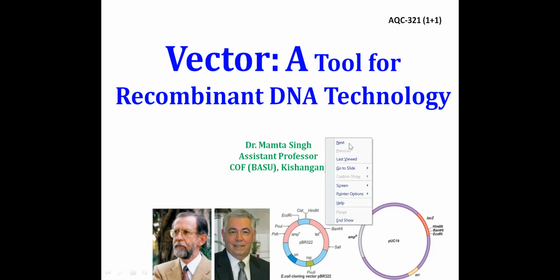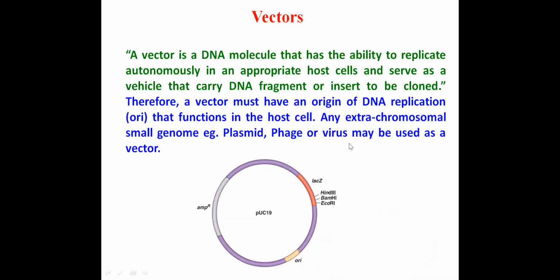Okay, so let's start. What is a vector? It is basically a molecule, or a vehicle, that carries your gene of interest into the suitable host, or carries the DNA fragment that you want to be cloned, or that you want in multiple copies, or that you want to be expressed in the suitable host. Carrying your gene of interest into the suitable host is done by a vehicle molecule that is known as a vector.